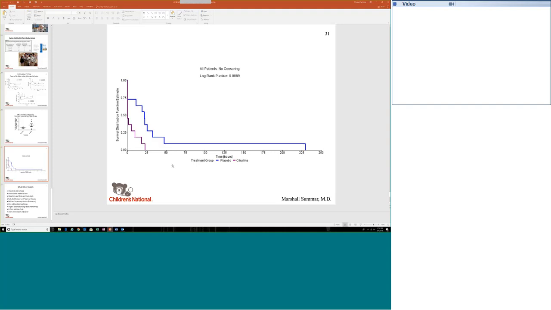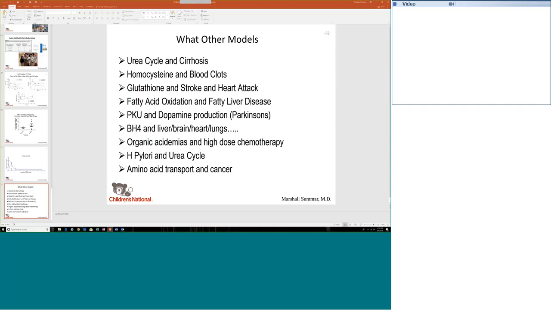But you know, you're thinking to yourself, okay, wow, that sounds like an interesting thing for this rare and obscure disease field, but there's a lot of other places you can play with this. Think about urea cycle function in patients with cirrhosis. They all have compromise there. Lessons we've learned from rare disease actually may benefit those patients.